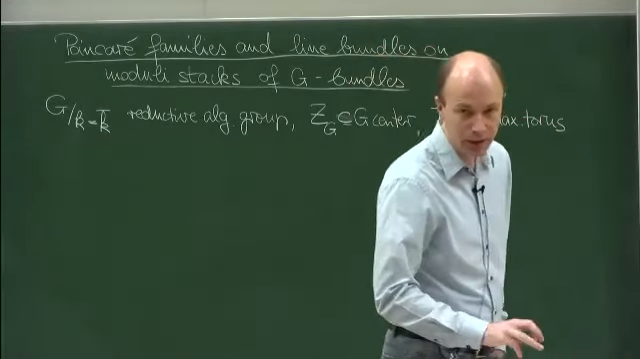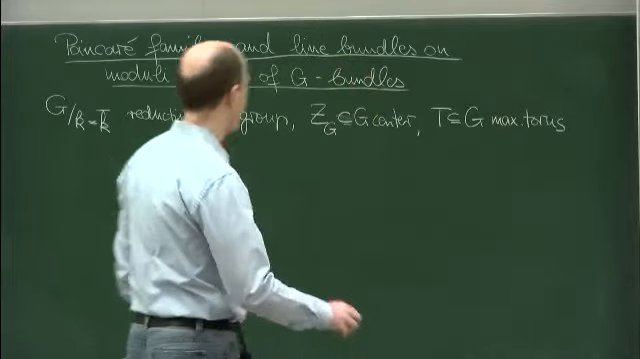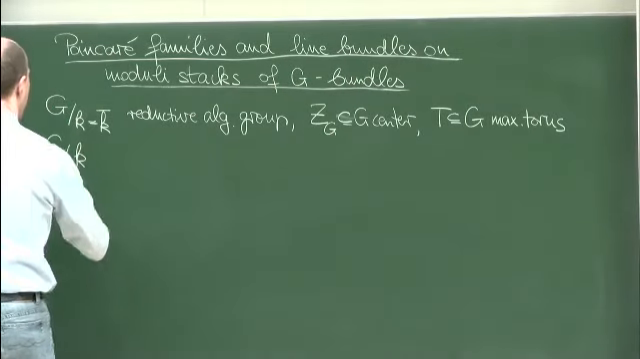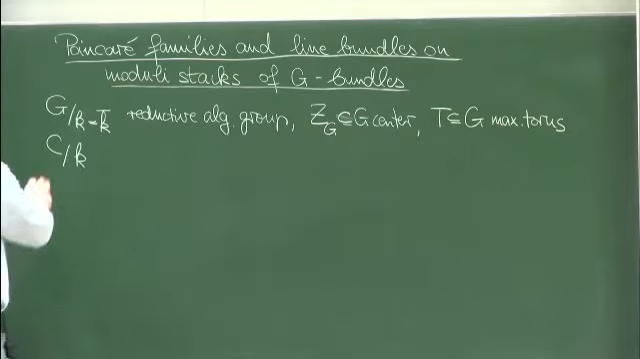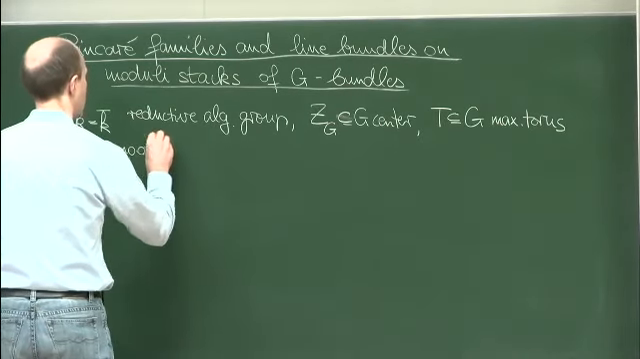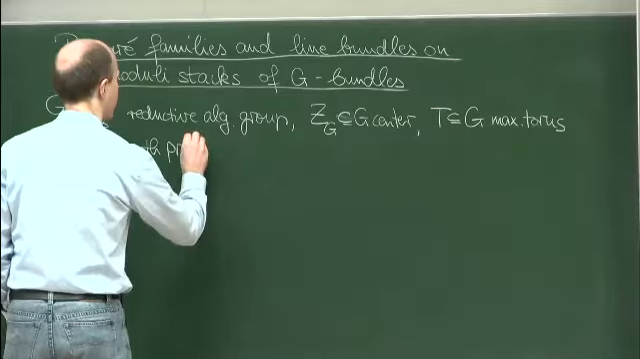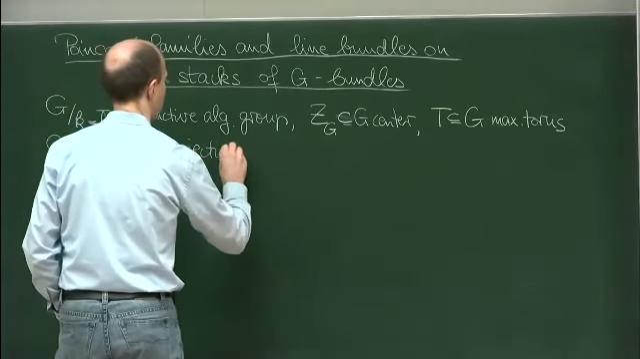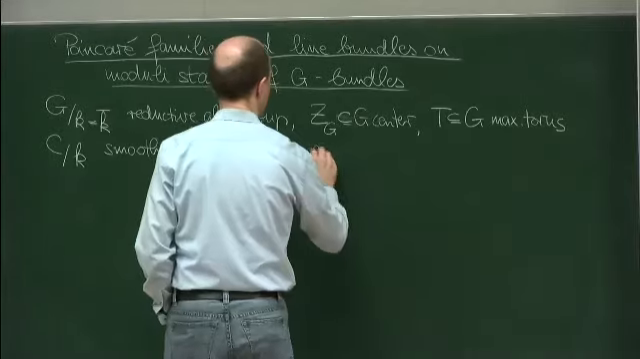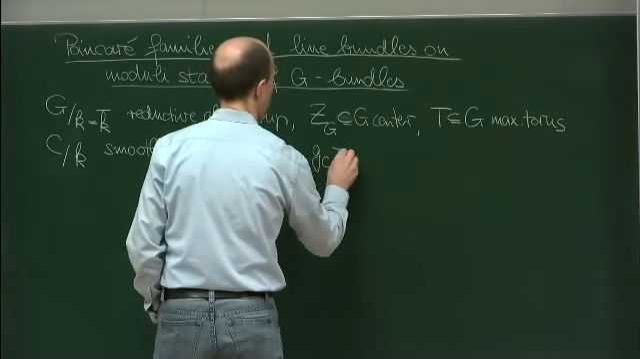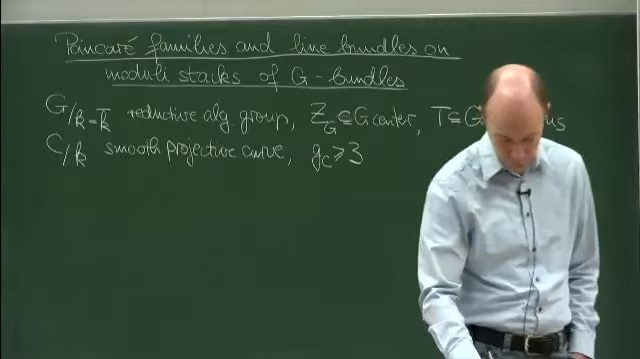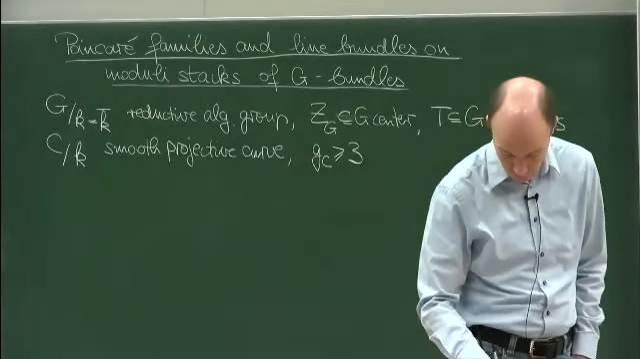And then the G bundles I'll be talking about will all be G bundles over a smooth projective curve. So we also fix for the whole talk one smooth projective curve, connected, over the same base field. And say genus is not too small. For almost everything I'm going to say, genus at least 3 is enough. At one point maybe genus at least 4.